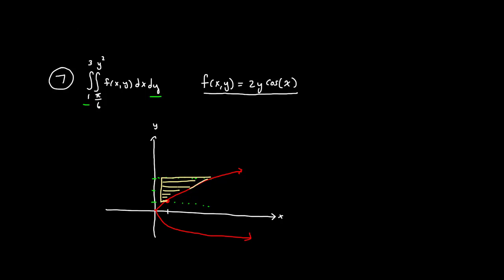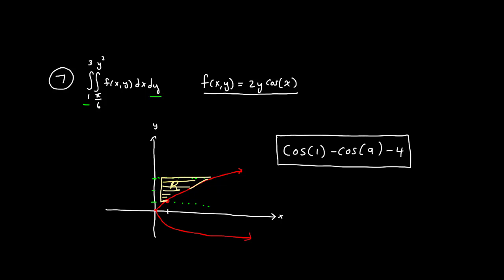That's our region R. Now I'm going to let you evaluate this using the double integral techniques, and in the end your answer should come out to be cosine of 1 minus the cosine of 9 minus 4. So take a minute and make sure that you get that as your answer to the evaluation of the integral.